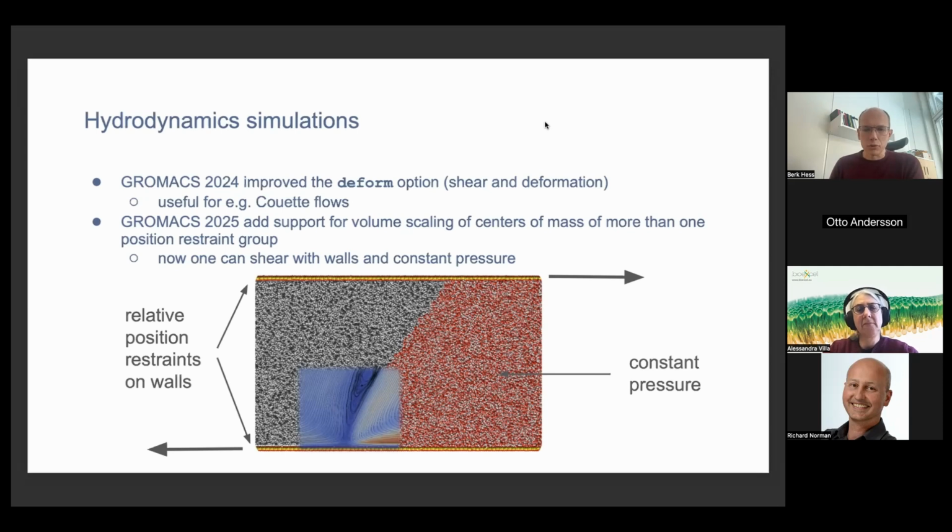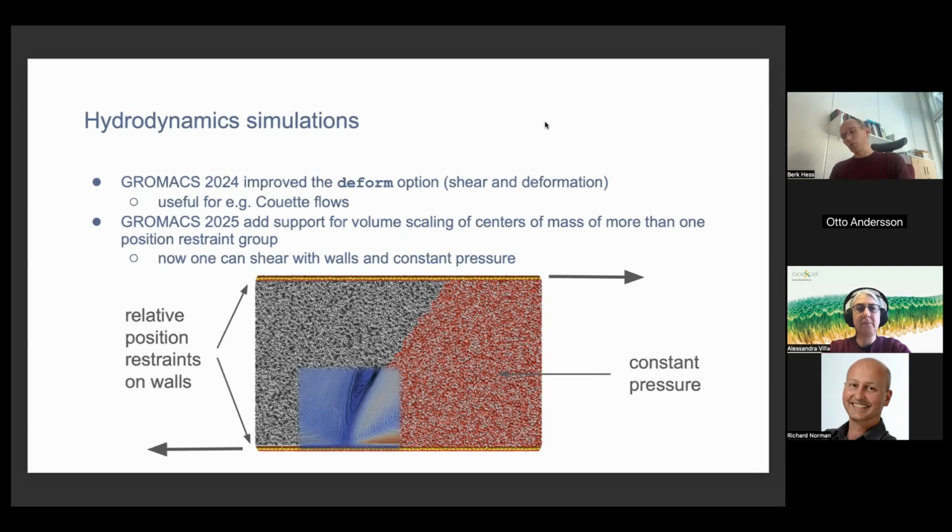Here there's actually water and hexane. The water is the red and the white is the hexane. But you might want to do this at constant pressure, and this is difficult to control. So to be able to do this, you need to have volume scaling, pressure scaling, and that was not compatible with the position restraints because you would scale them.